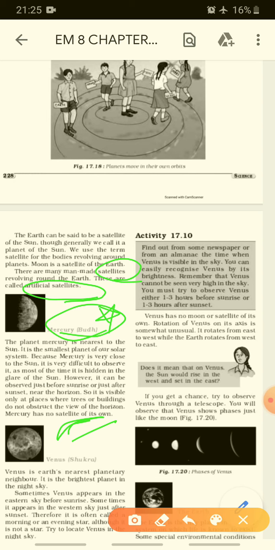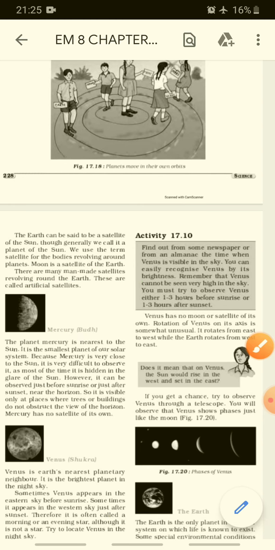So, first point: Mercury is nearest to the Sun. Second, it is the smallest planet of our solar system. It is very close to the Sun, so it is difficult to observe, and generally it is seen near the horizon, before sunrise or just after sunset. It is visible only where there is no obstruction of trees and buildings, and it has no satellite of its own.